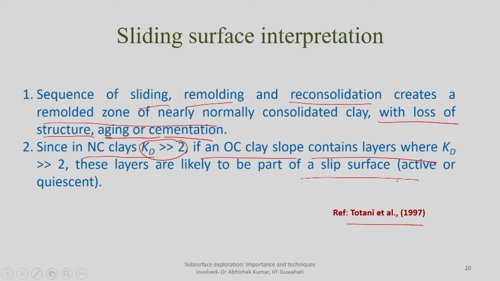that will indicate a possible slip surface. So even in over consolidated clays, if the value of KD at a particular depth is found to be greater than 2, that indicates it is normally consolidated, and it has become normally consolidated because of loss of structure, aging and cementation, and that will possibly indicate a slip surface when you go for slope failure assessment. For more detail, one can refer to this paper by Totani, and you can get more understanding about that.